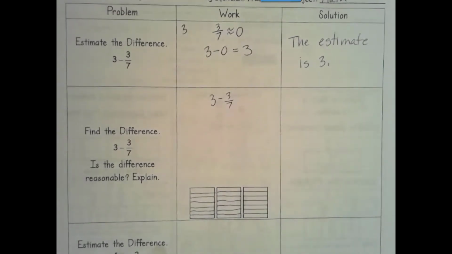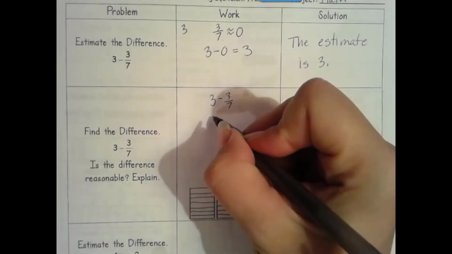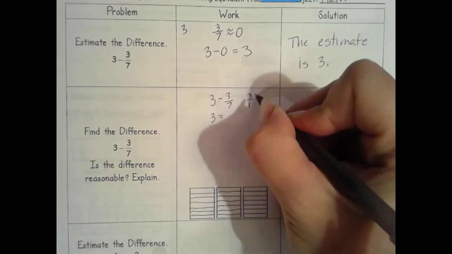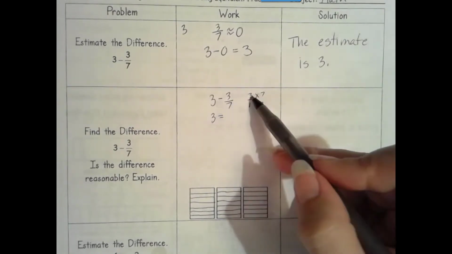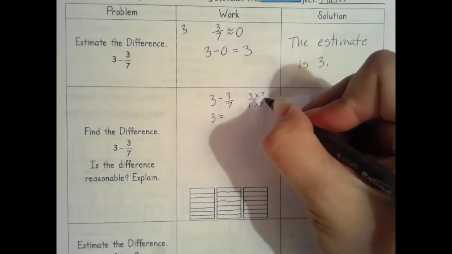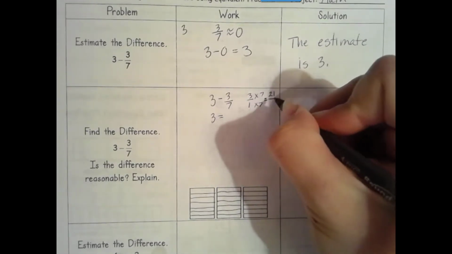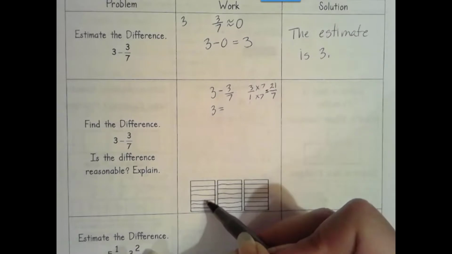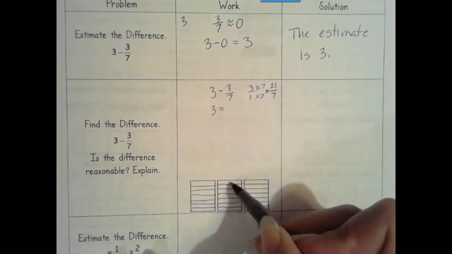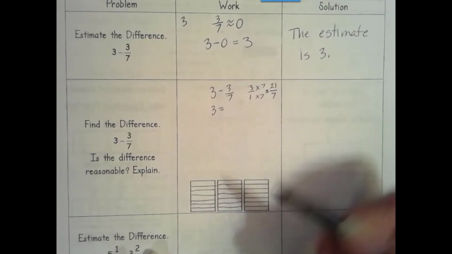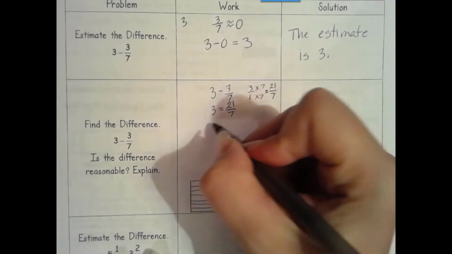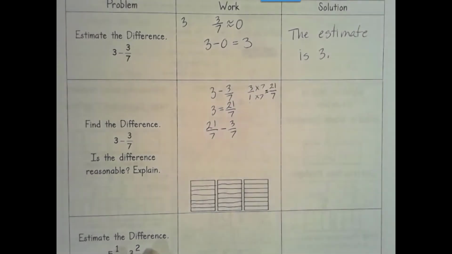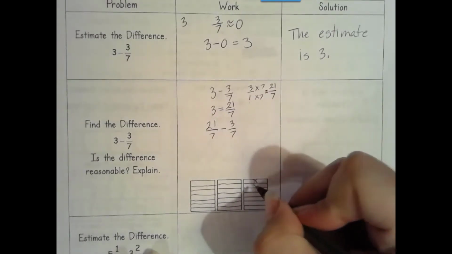So now how many pieces do you have? What is 3 equal to? Well, 3 over 1 cut into 7 pieces, because it's 3 whole rectangles cut into 7 pieces each. 3 times 7 is 21 over 7. Do we have 21 sevenths? 1, 2, 3, 4, 5, 6, 7, 8, 9, 10, 11, 12, 13, 14, 15, 16, 17, 18, 19, 20, 21. Yep, we have 21 sevenths. So now that we have 21 sevenths, can we take away 3 of them? Well, yeah. 1, 2, 3.